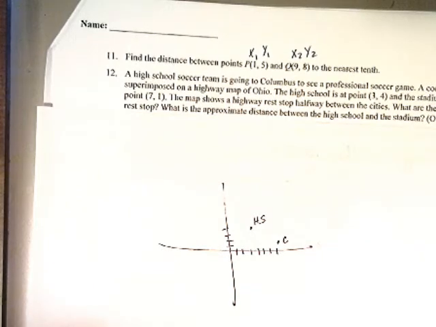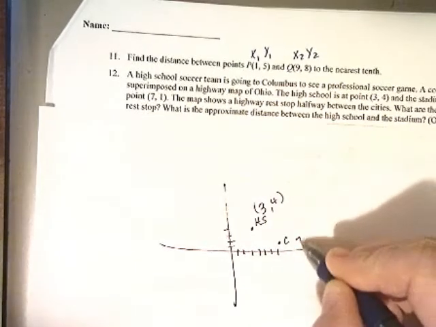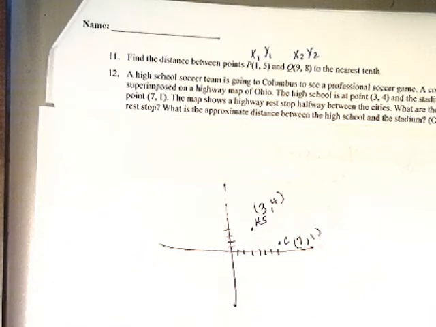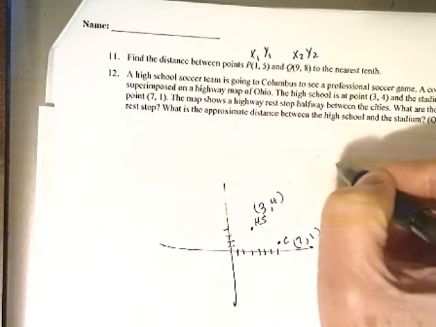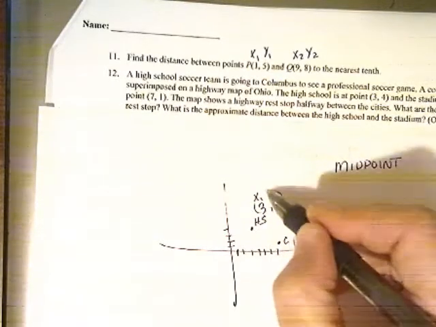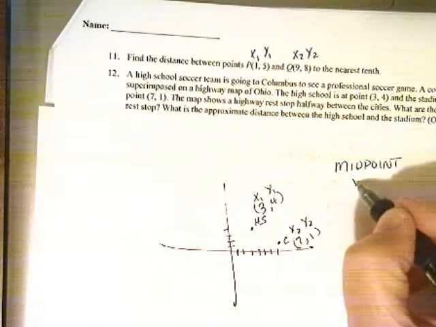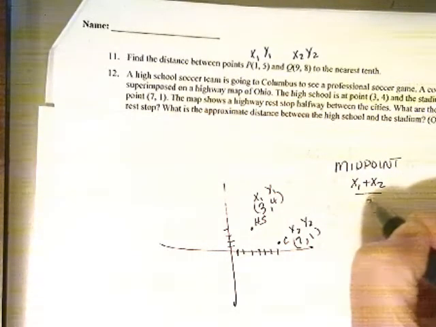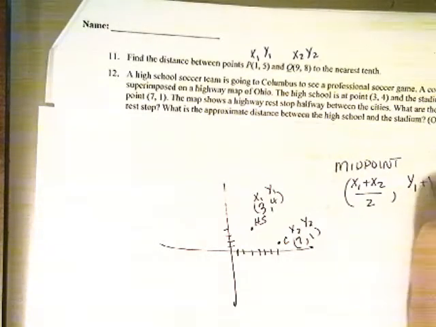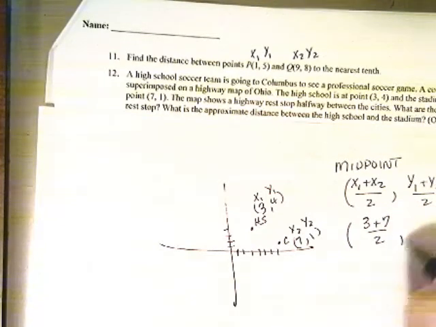The map shows a highway rest stop halfway between the two cities. So this is 3, 4, and this is 7, 1. The rest stop's halfway between there. What are the coordinates of the rest stop? Well, you need to find the midpoint. So you're going to average each of those. You've got x sub 1 plus x sub 2 over 2, y sub 1 plus y sub 2 over 2. So this is 3 plus 7 over 2 and 4 plus 1 over 2.